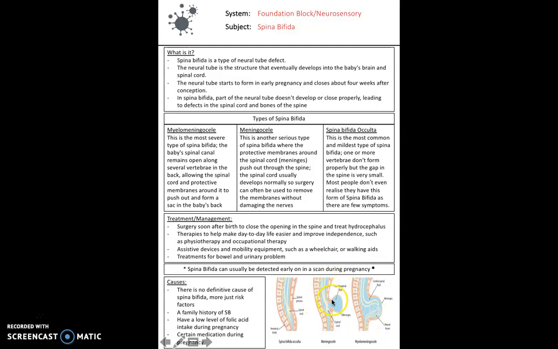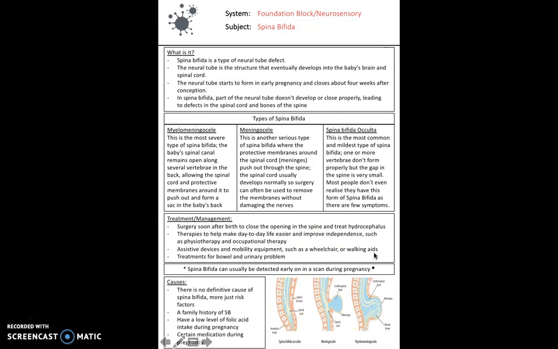Another serious type is meningocele. A similar kind of thing happens here, where the protective membranes around the spinal cord, i.e. your meninges, push out through the spine. The spinal cord normally does develop normally, so surgery can often be used to remove the membranes without damaging the nerves. The third type is Spina Bifida Occulta, and this is the most common and mildest form. This is where 1 or more vertebrae don't form properly, but the gap in the spine is very small, so it's not as noticeable. Most people don't even realise they've got this form, as there are such few symptoms.